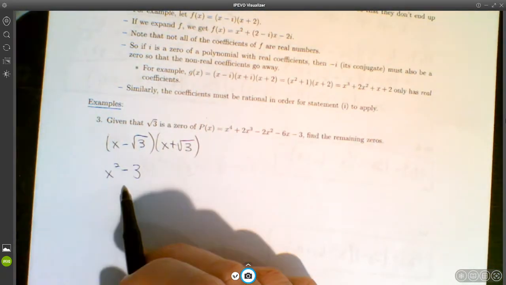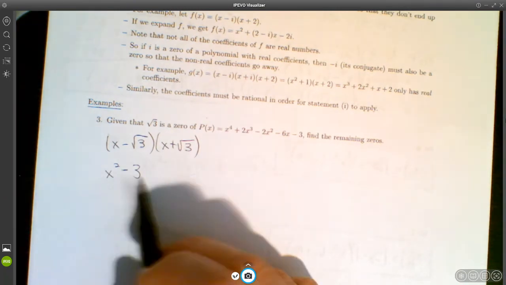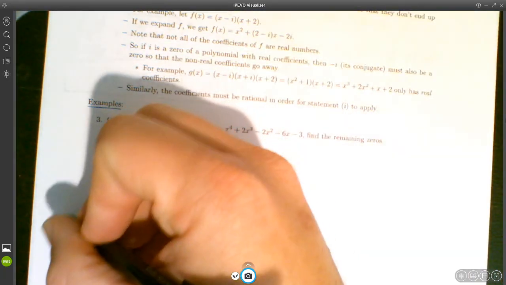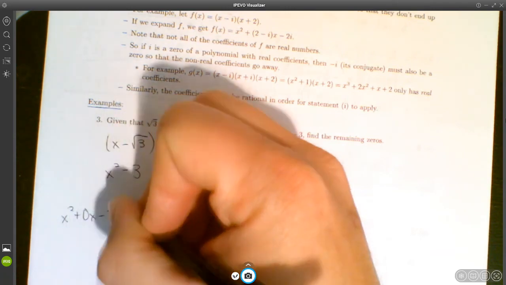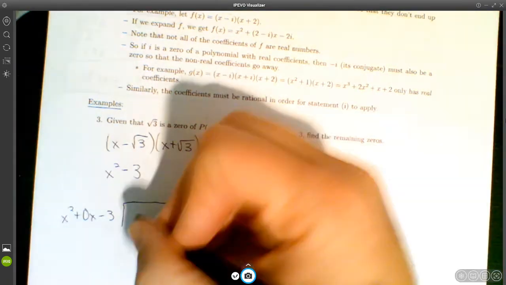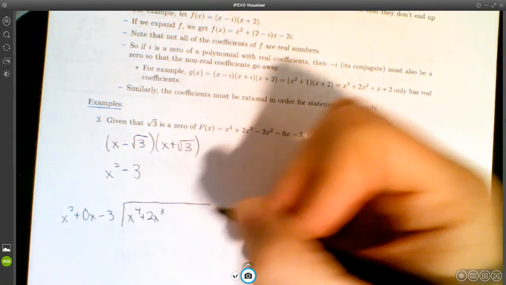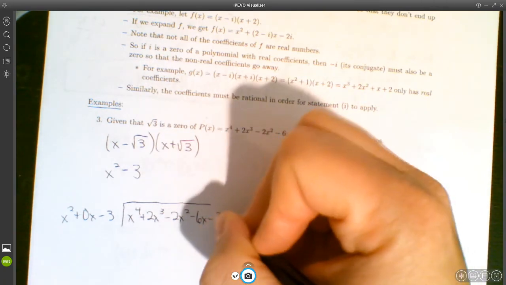Now, I can't use synthetic division here, right? Because synthetic division only works when you have a linear factor, and here I have a quadratic factor. So I have to use long division. But that's okay. Let's do long division. x squared plus 0x minus 3 into x to the fourth plus 2x cubed minus 2x squared minus 6x minus 3.